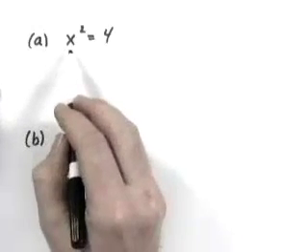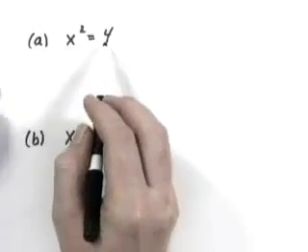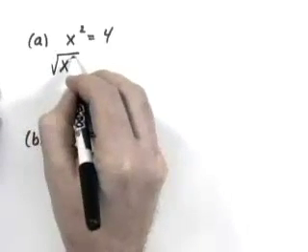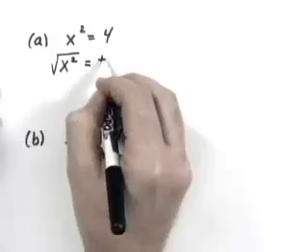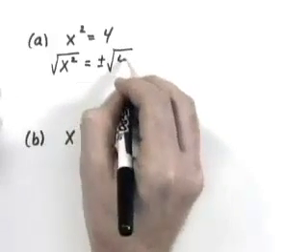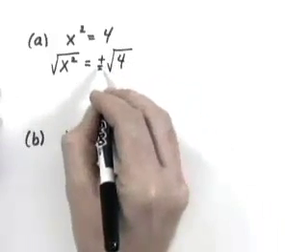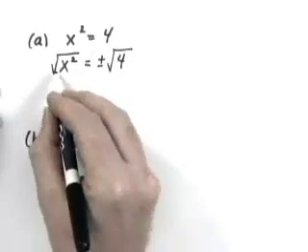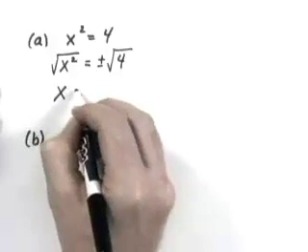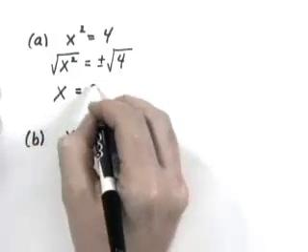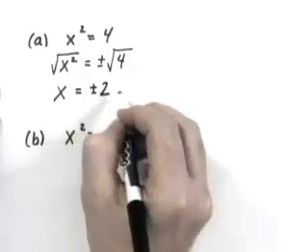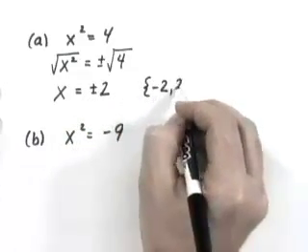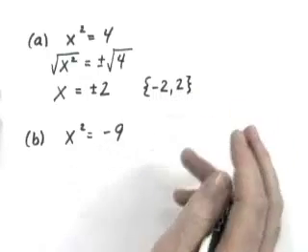If we're asked to solve the equation x squared equals 4, what we can do is take the square root of both sides of the equation. When I take the square root of both sides of the equation, I need to remember to put a plus or minus in front of the square root of the constant. The square root of x squared, remember, is just going to be x, and the square root of 4 is 2. So the solution set to this particular equation is negative 2, 2.